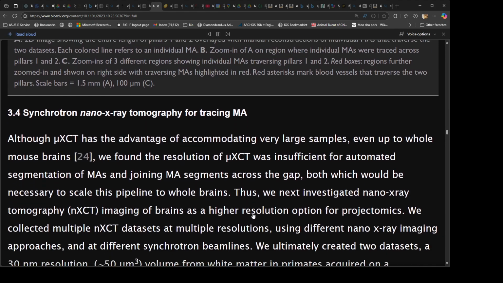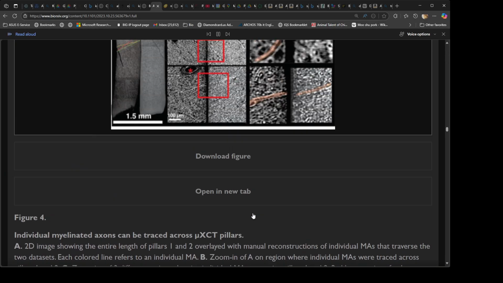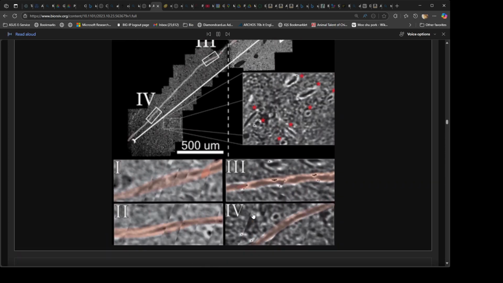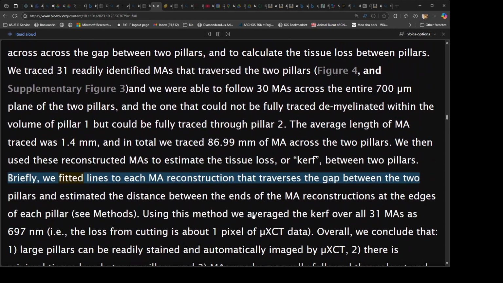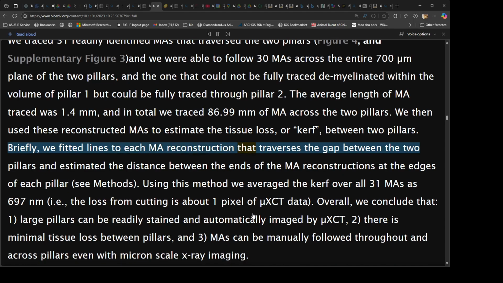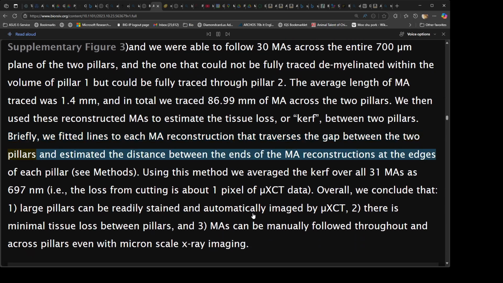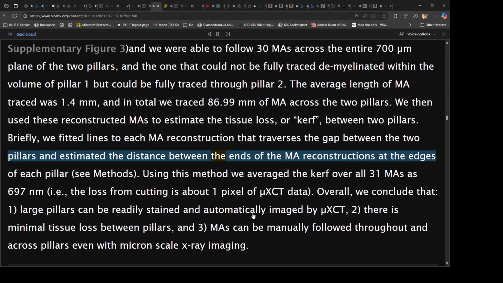We then used these reconstructed MAs to estimate the tissue loss, or kerf, between two pillars. Briefly, we fitted lines to each MA reconstruction that traverses the gap between the two pillars and estimated the distance between the ends of the MA reconstructions at the edges of each pillar. See methods. Using this method, we averaged the kerf over all 31 MAs as 697 nanometers, i.e., the loss from cutting is about 1 pixel of XCT data.